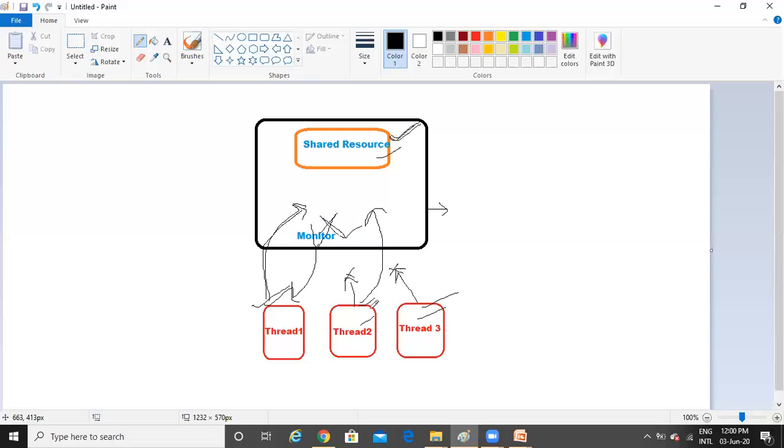For example, if thread 2 has been given a chance to enter the monitor, it will enter. After entering, it is going to lock this monitor and use this shared resource. All the time thread 2 is using this shared resource, if any other thread tries to enter the monitor, it cannot enter because the monitor is already locked. So this is how a monitor works. Using this concept of monitor, we achieve synchronization. What is the meaning of synchronization? At any given amount of time, only one thread can use the shared resource.